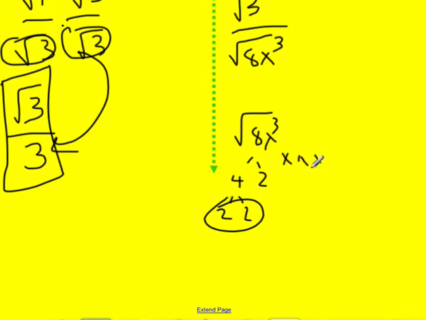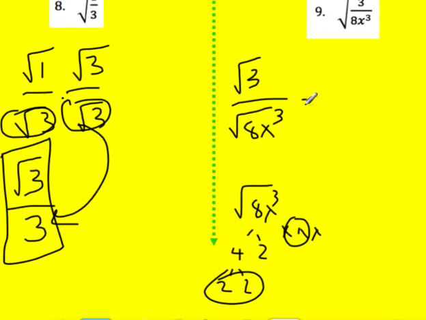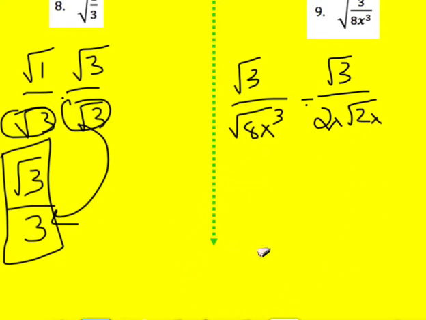And x to the third is the same as having 3 x's, so I can also take out a pair of x's. So then I get square root of 3 divided by, on the outside I can take out 2 and x, and then left without a partner on the bottom is square root of 2x. So that needs to stay underneath the radical.